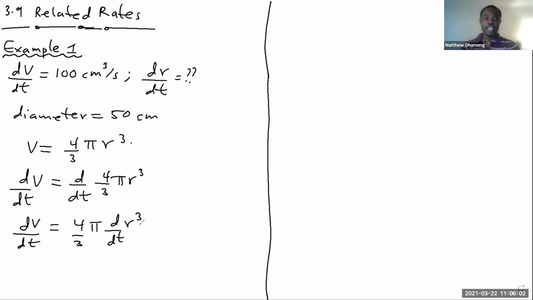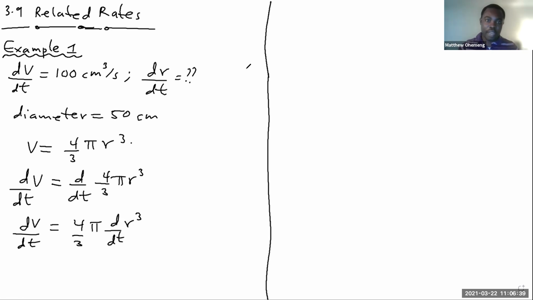Now, when you get here, ask yourself about this d over dt of r cubed. When you blow air into a balloon, you know that the radius is changing with respect to time. So that means the radius is a function of time, right? Say after 2 seconds, maybe the balloon is like so. After 5 seconds, it's like so. The radius is changing, you see? So the radius is a function of time as we blow air into the spherical balloon.